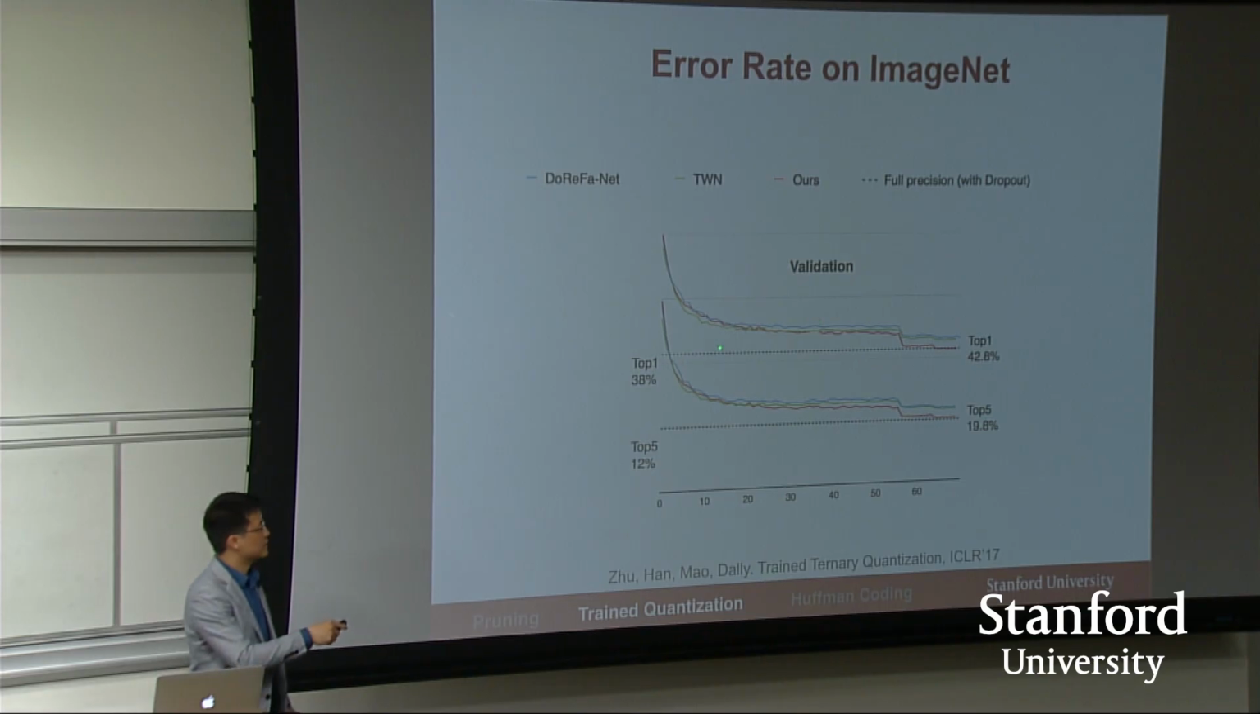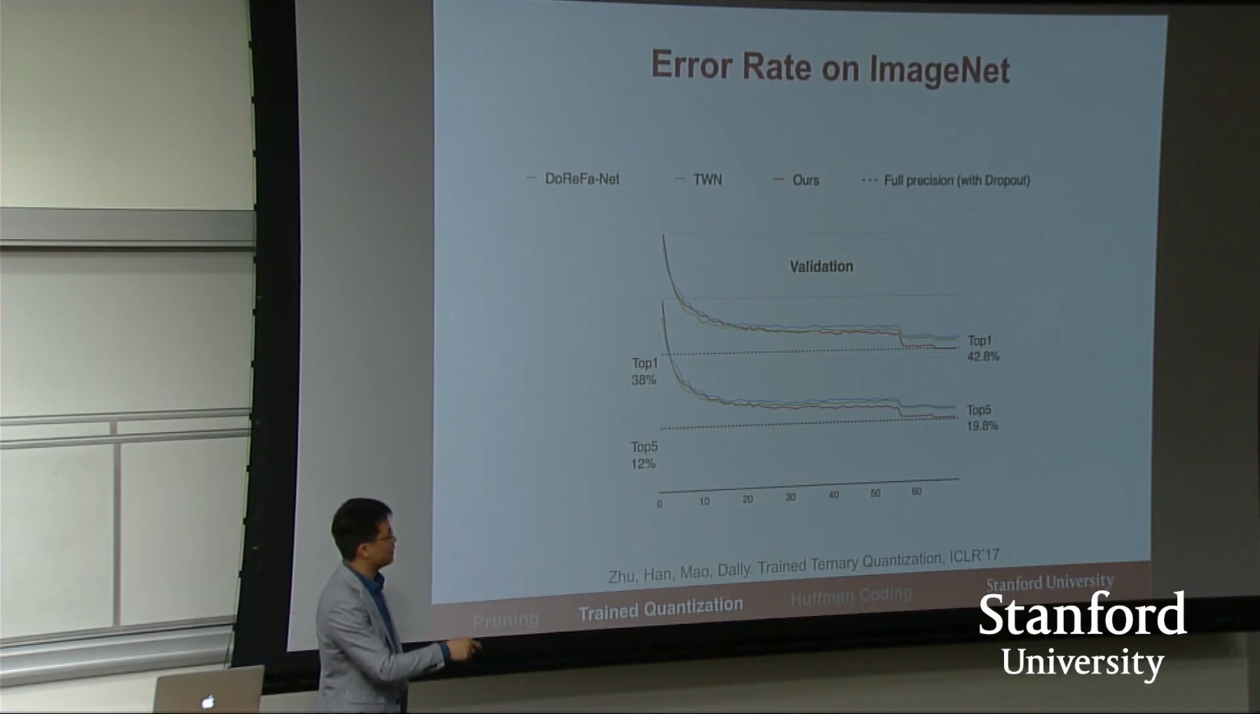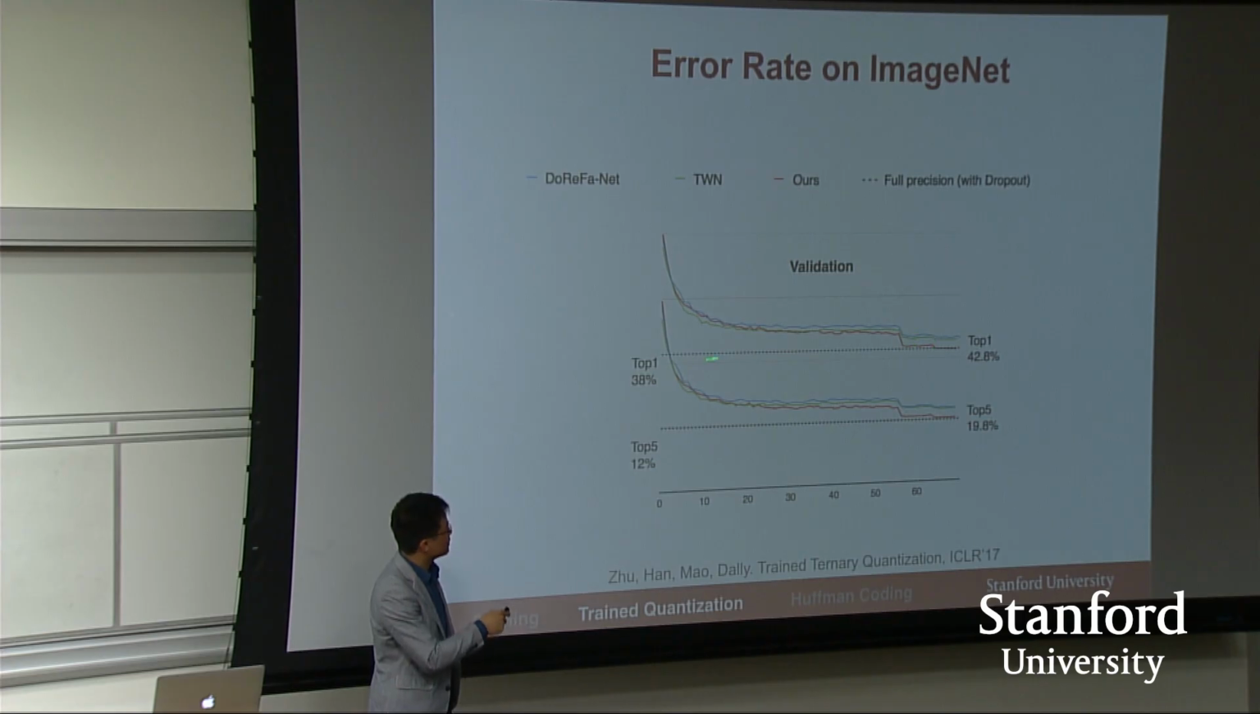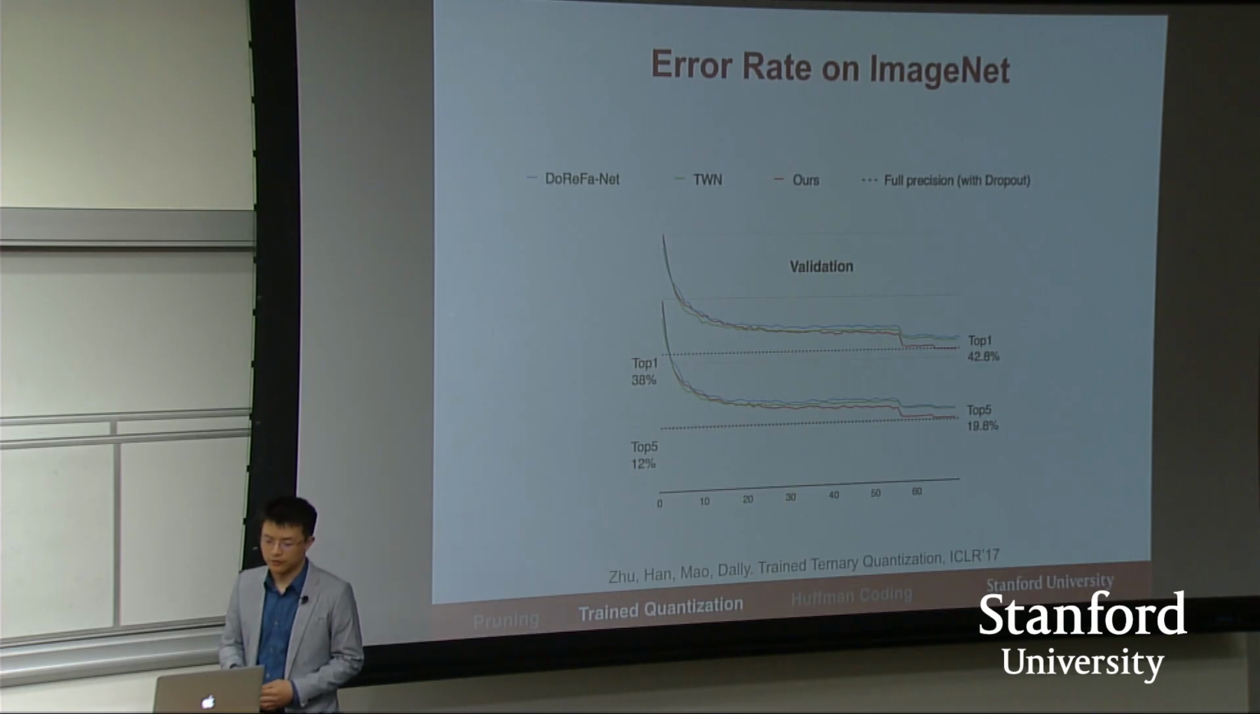So this is the validation accuracy on ImageNet with AlexNet. The dashed line is the baseline accuracy with floating point 32, and the red line is our result. Pretty much the same accuracy converged compared with the full precision weights.